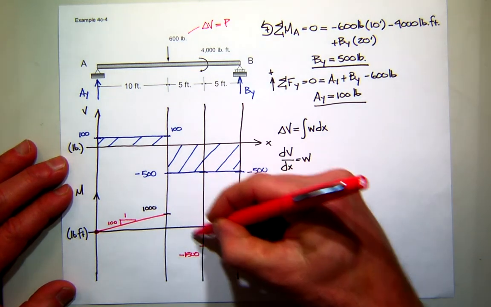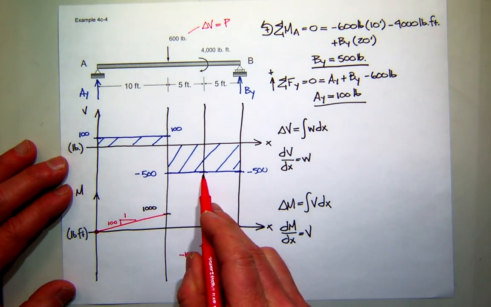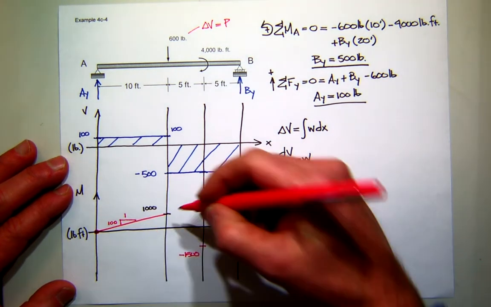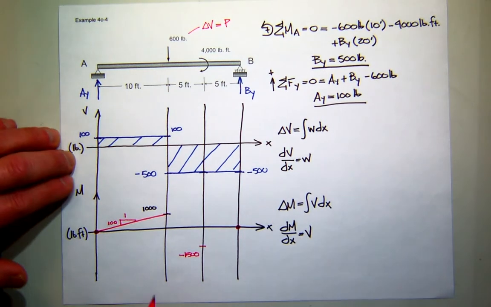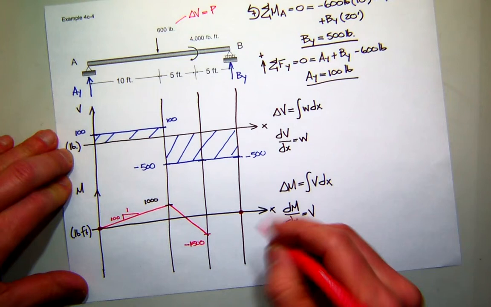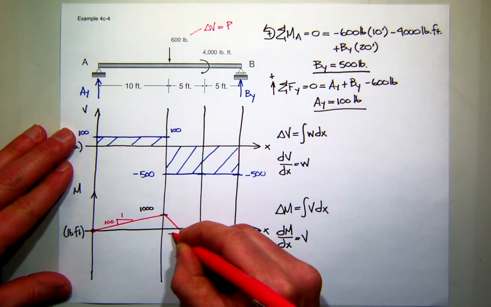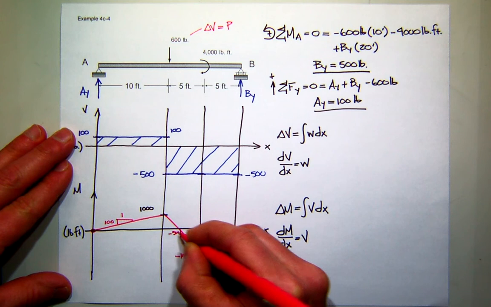What's the slope between here? Well, according to that, it's the shear. The shear is constant, negative. So here's my constant negative slope. Oops, sorry. And if we look at that value, it would be a drop of 500 to 1.